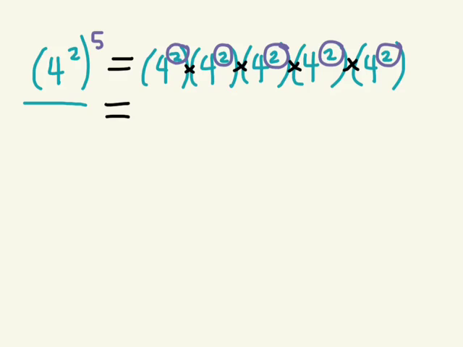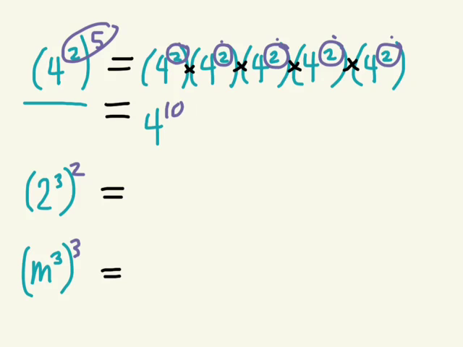What do you do when you multiply powers? Krilla? Right. Write the base and add the exponents. What's 2 plus 2 plus 2 plus 2 plus 2? Or 2 times 5? 10. That's it.